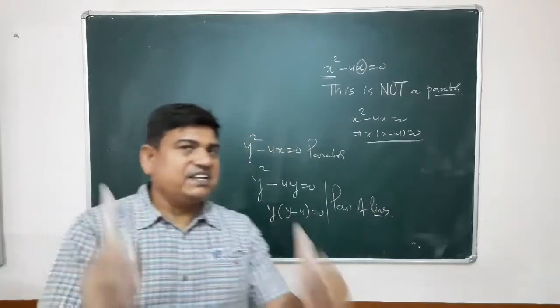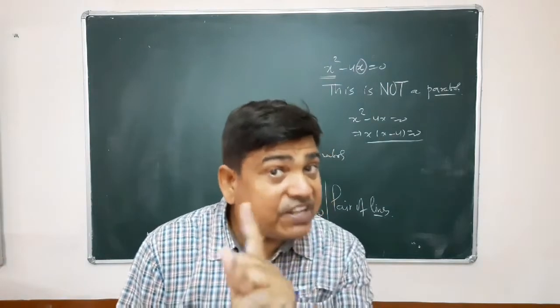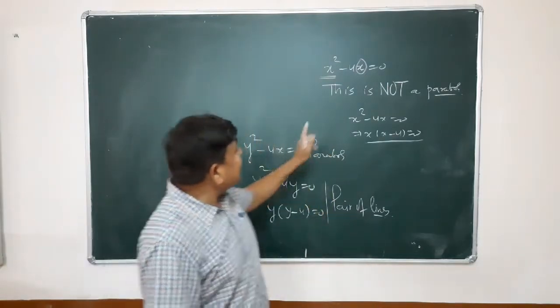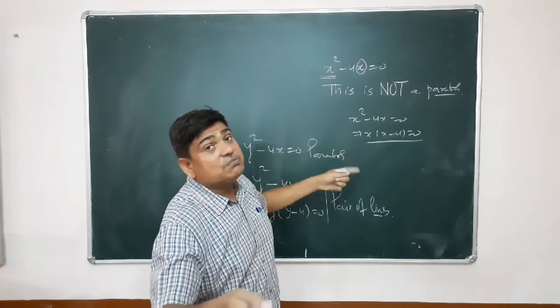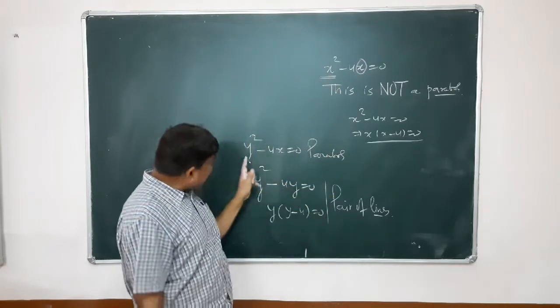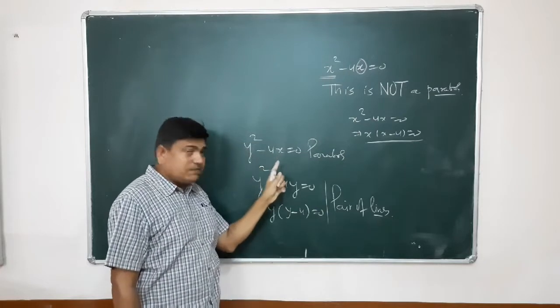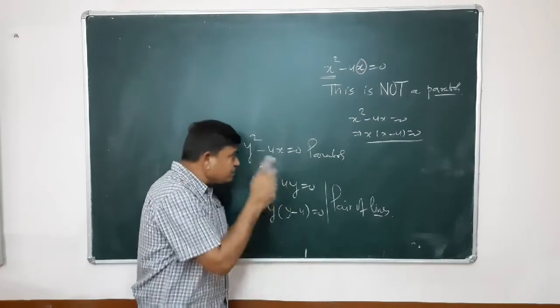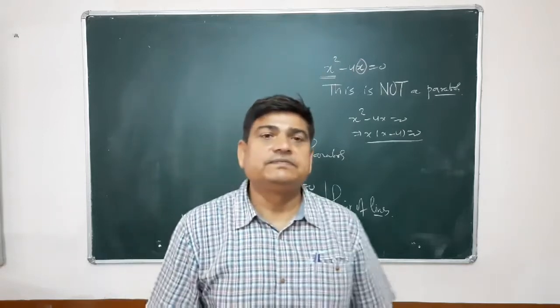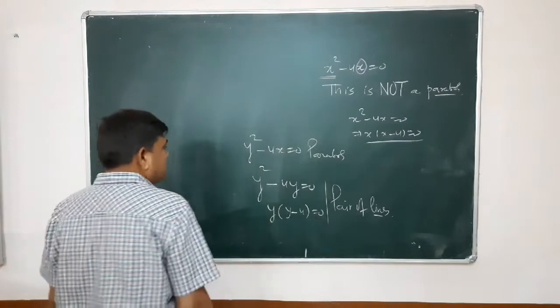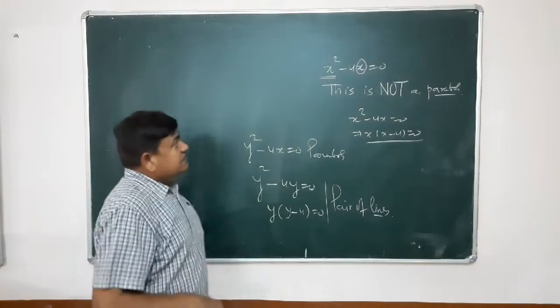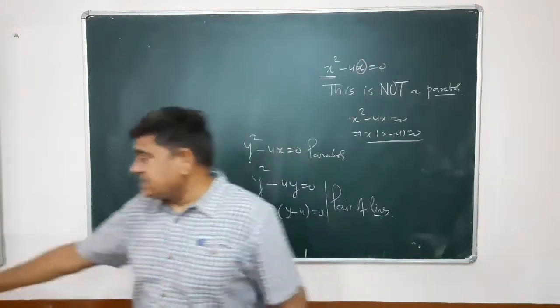So if we have a second degree equation in one variable, suppose it is in x, then the other single variable must be y. If it is y square, then the other single variable must be x, then it will be a parabola, otherwise not. Okay, so we just find this type of technique, so we can just recognize this.